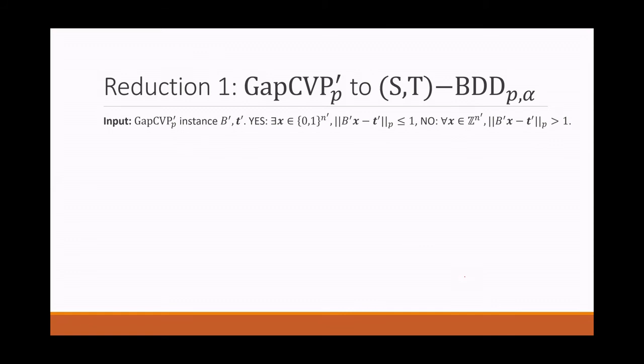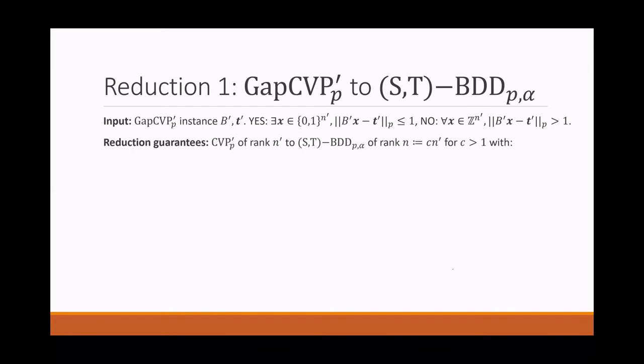Notice that this problem is quite similar to BDD, just there's no promise about any sort of relationship between the distance between T and the lattice and the minimum distance of the lattice. Quite a bit is known about the computational complexity of gap CVP prime, and in particular it's NP-hard, which will allow us to reduce from it and show hardness of BDD.